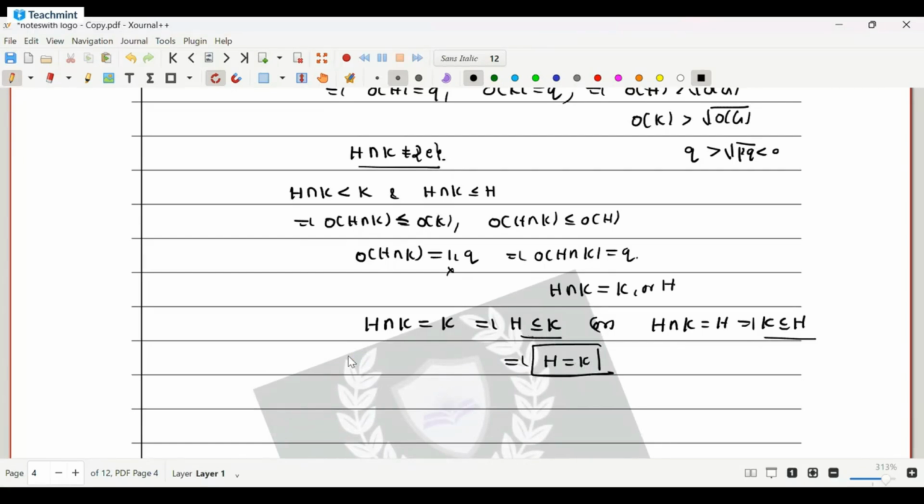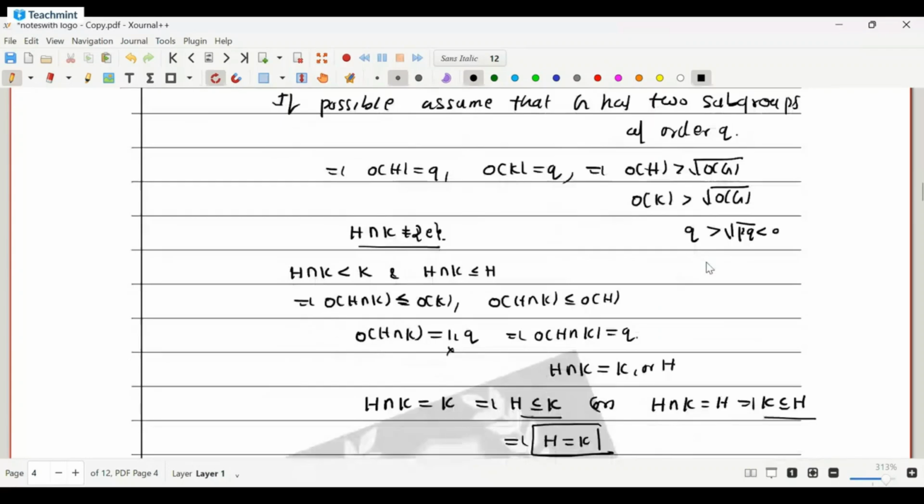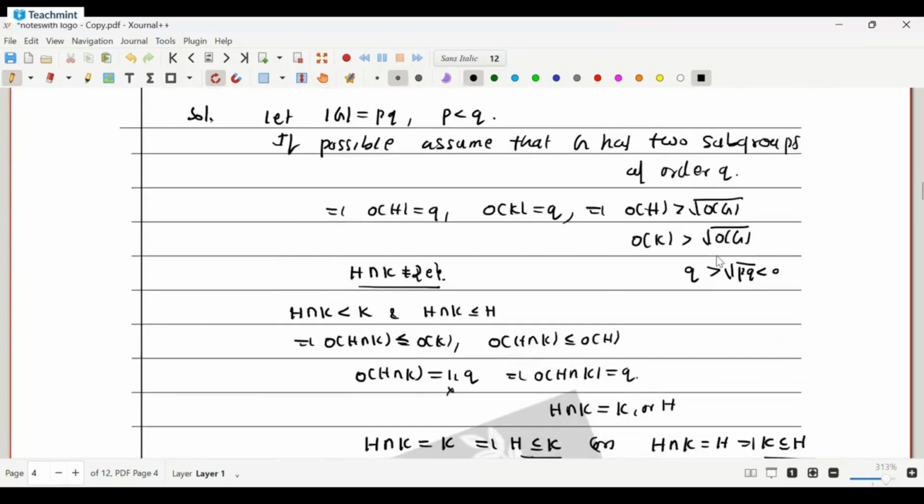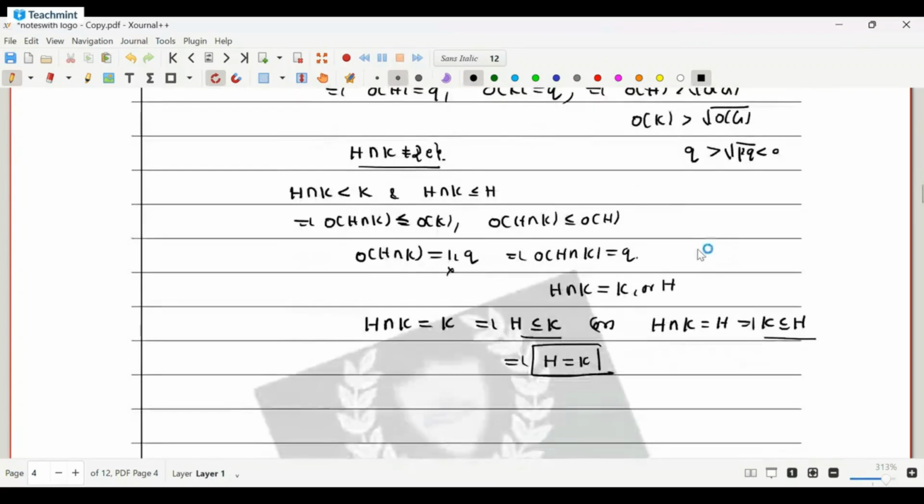అర్థం కాలేదు సార్. H is equal to K, sir. Yes, sir. Okay. So మనం two distinct subgroups అని తీసుకున్నాం, but those are equal and therefore that subgroup must be unique. So therefore the subgroup of order Q is unique, sir.